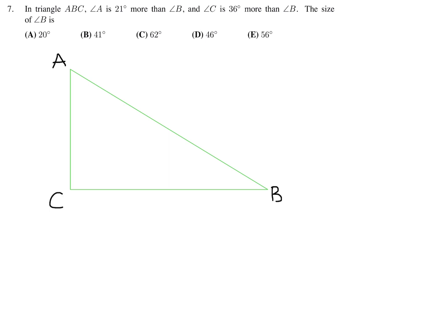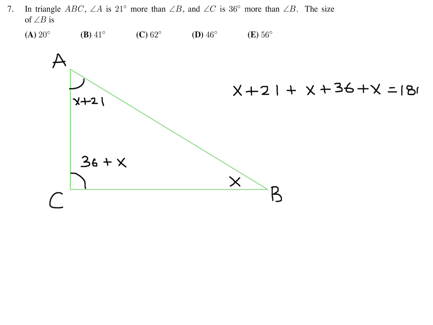And angle A is 21 degrees more than B. So if I let angle B equal x, angle A, this angle here, is x plus 21. And they're saying that angle C, this angle here, is 36 degrees more than x. So 36 plus x, or x plus 36, whichever way you want to write it. Well, the sum of the angles of a triangle is always 180. So that means x plus 21 plus x plus 36 plus x is equal to 180.